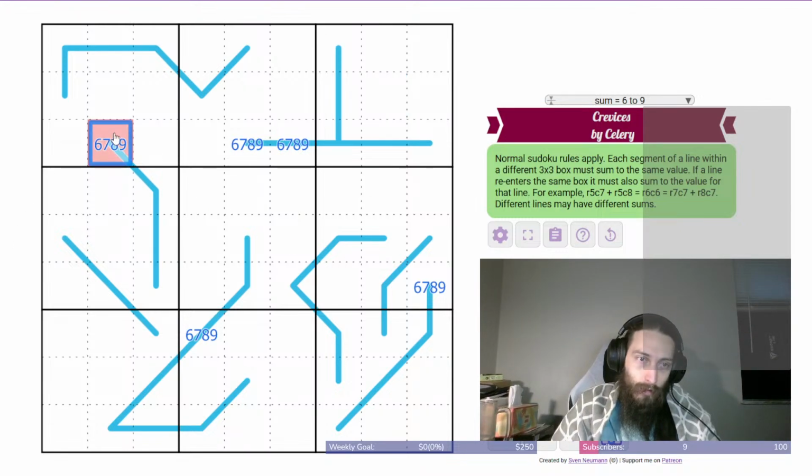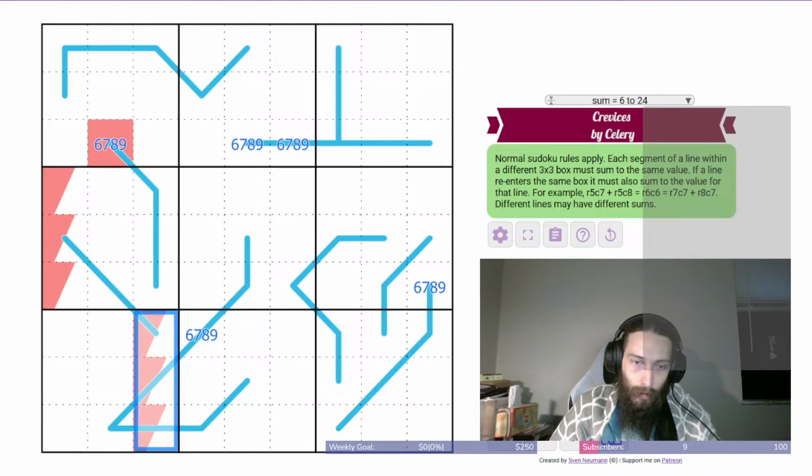This digit, let's call it red, has to be in this box. It can't be on its own line, because it cannot sum with more digits to equal itself, and it cannot see itself by Sudoku. So red ends up being over here. So where is it in this box? Well, it has to be right here.